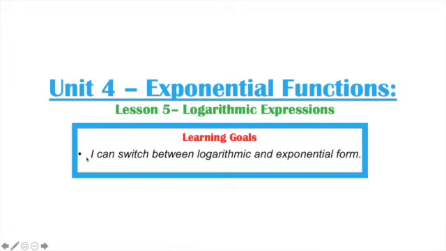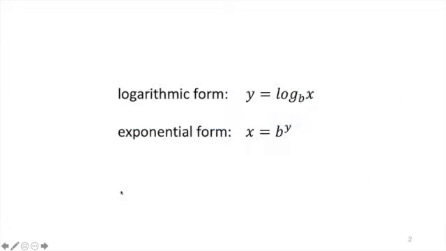Your main learning goal is that you can switch between logarithmic and exponential form. We'll explain what that means on the next slide. So you have two different forms: logarithmic and exponential. The only difference between log and exponential form is that extra log there. You write log, and it's like the opposite of what you do to an exponent. It's like undoing an exponent.